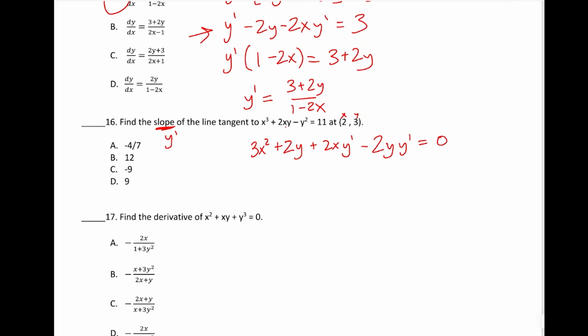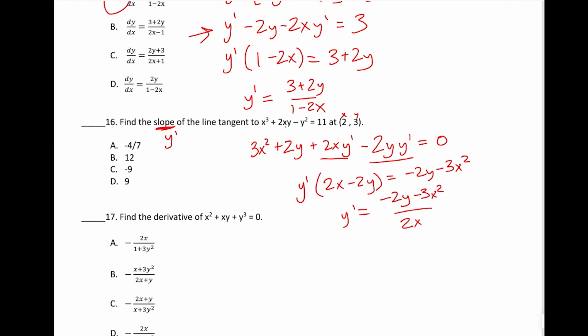Now, just like the last problem, I want to isolate the y prime. So I'm going to factor that y prime out of the two terms that have a y prime. These two right here, leaving me with 2x minus 2y. And then I'm going to move the terms that don't have y prime over to the right-hand side. So I'll have negative 2y minus 3x squared. Those terms you can write in either order. Doesn't really matter, but I chose to put them like that. So now I'll divide both sides by 2x minus 2y. Get negative 2y minus 3x squared over 2x minus 2y.